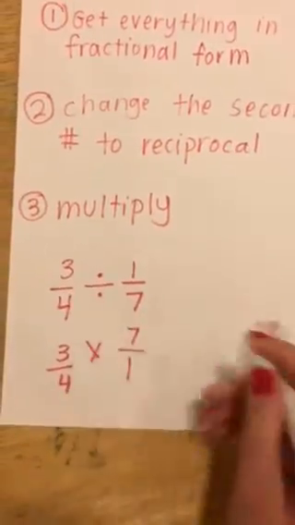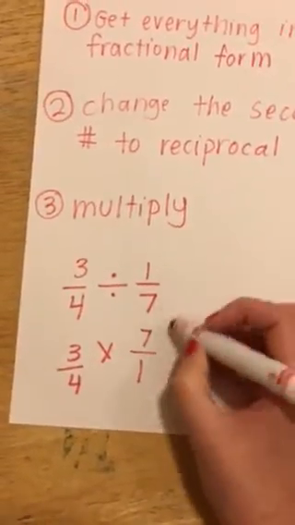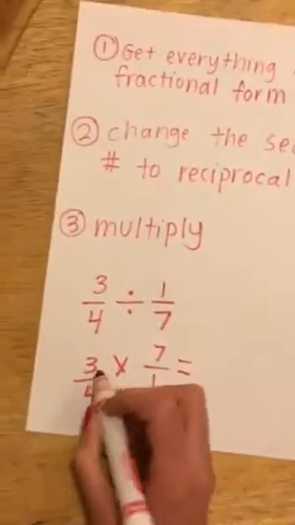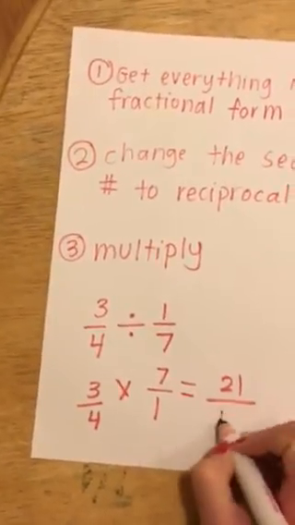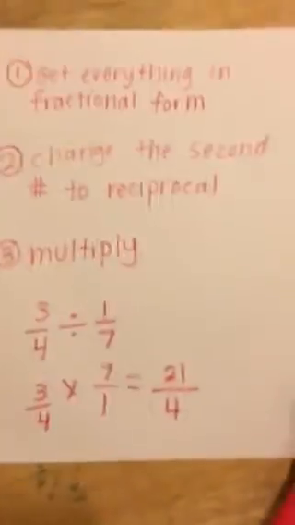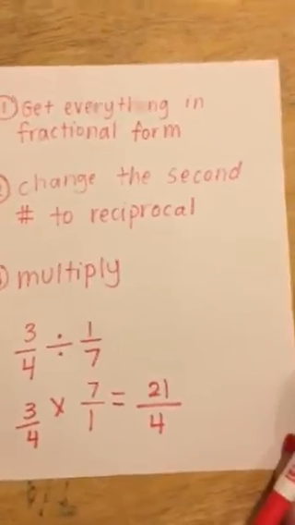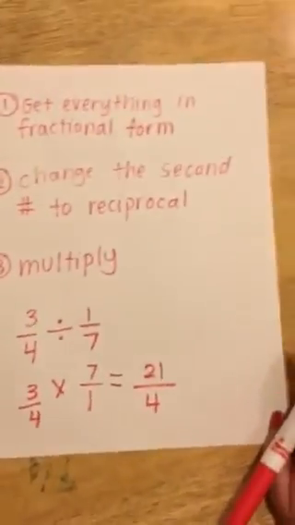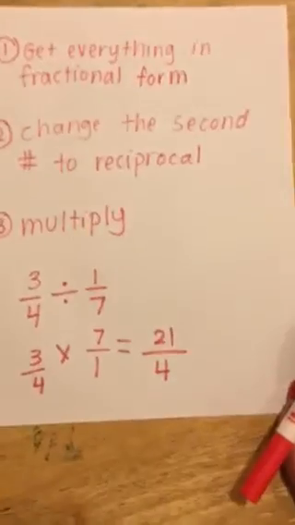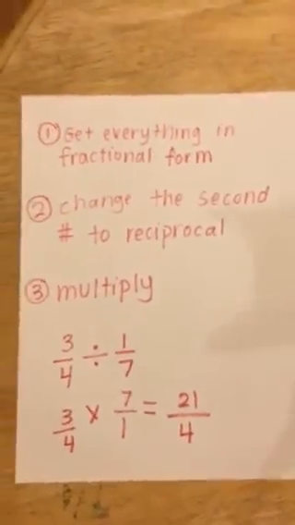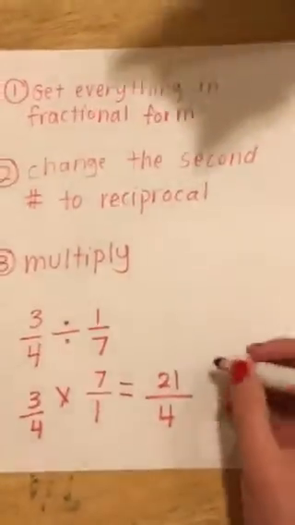Step 3 is multiply. So I'm actually going to do 3/4 times 7 over 1, and then I just multiply like normal. So I got 21 over 4. Then when I get my answer, I do want to put my answer into the simplest form. So I keep everything in fractional form, and when I get to the end, I will put it into simplest form.